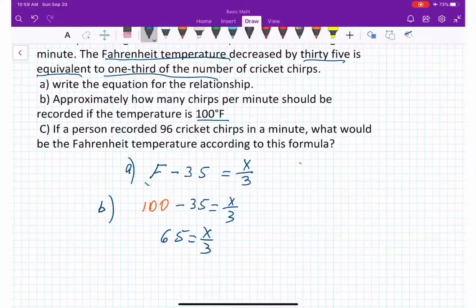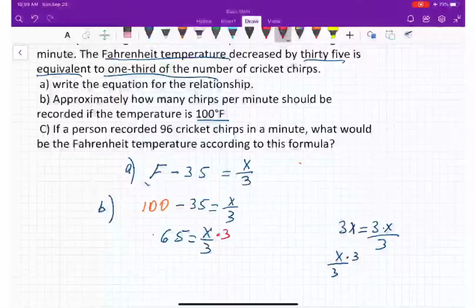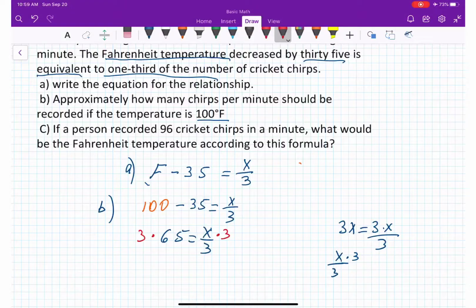Okay, so what do we do? Since we have here division, usually we divide when there is a multiplication like 3x, meaning 3 times x. Then we do the opposite operation, we divide. But now we have division, that means we need to multiply, okay? So we multiply by 3, and here also we multiply by 3. And what do we get?